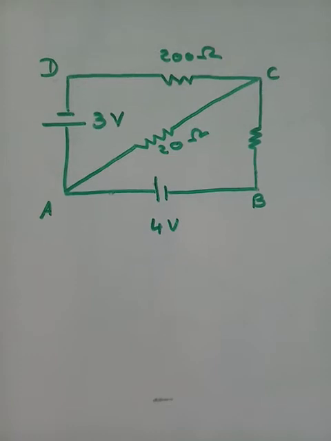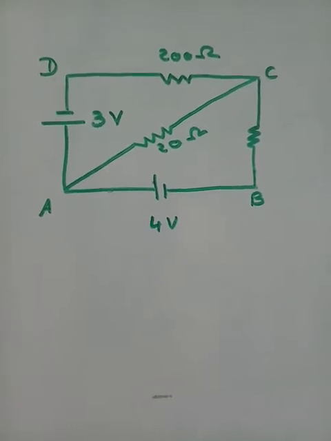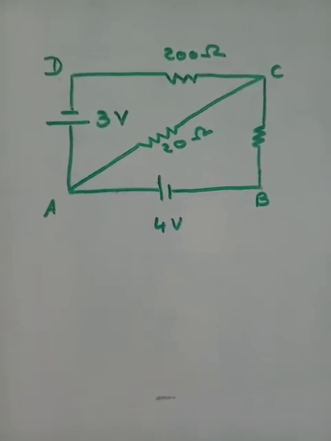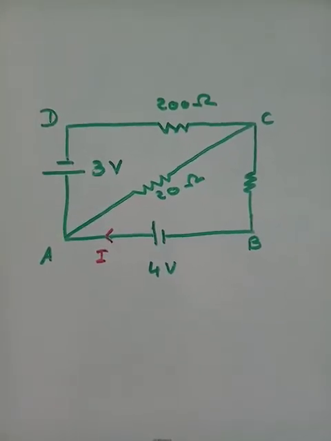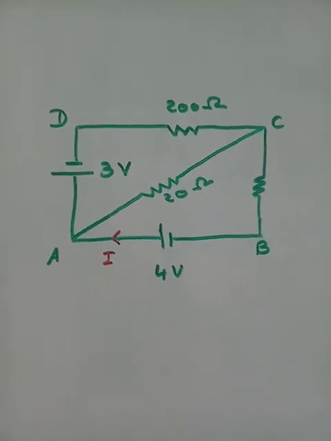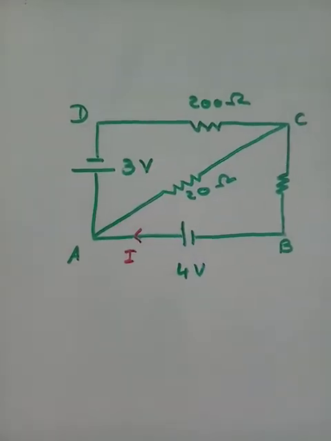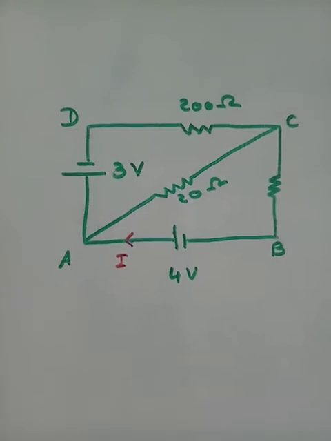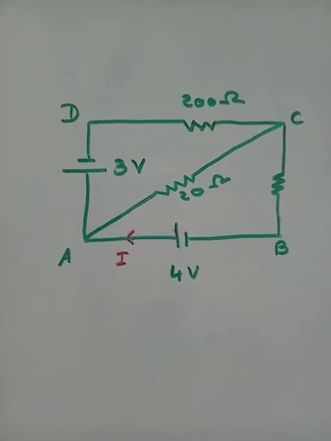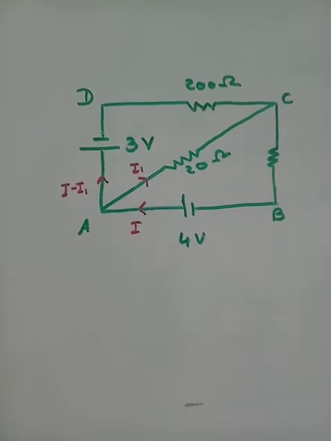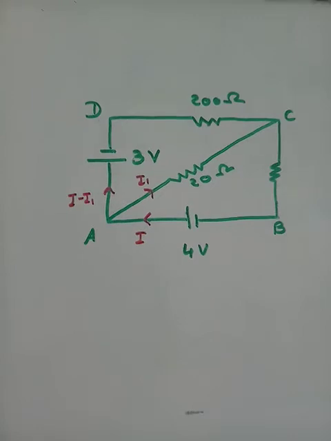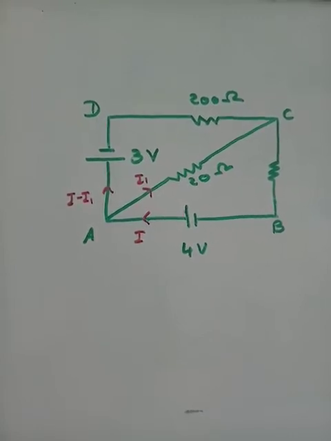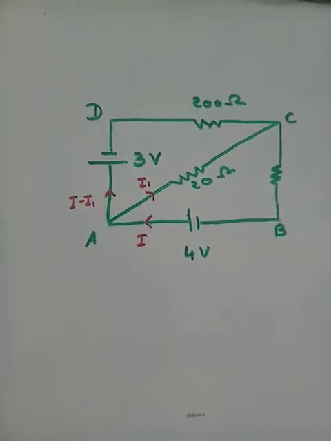So the first thing we do is we apply Kirchhoff's first law. Let us assume that the current coming from the 4-volt battery is I. The current I reaches the junction A, from where it gets divided into two parts. Current I1 flows into the branch AC, and current I minus I1 flows into the branch AD.